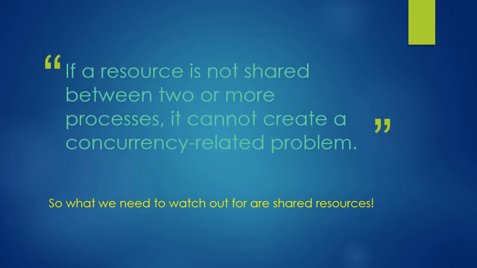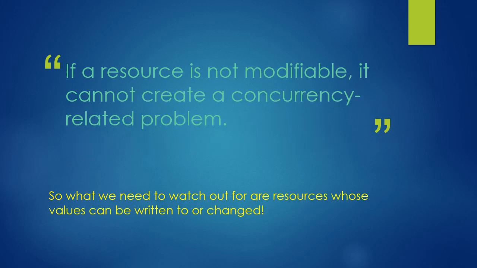If process A has a variable that only process A uses and nobody else ever asks for it, there will be no concurrency related issues with this variable. If a resource is not shared between two or more processes, it cannot create a concurrency related problem. So what we need to watch out for are shared resources.